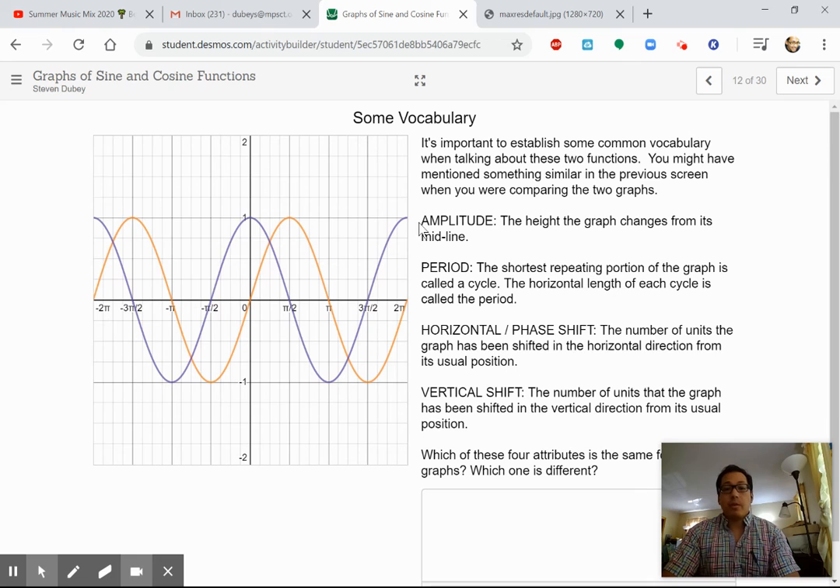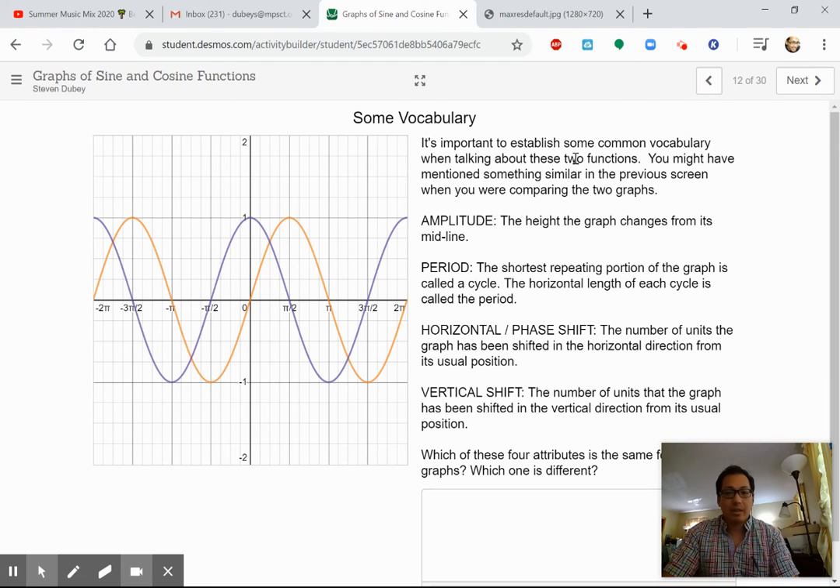So the first key word here is amplitude. Both of these graphs have an amplitude, which is the height that the graph changes from its midline. If you think of this x-axis right now being the midline, the middle of both graphs of this wave, the amplitude is the height it goes above that and below that. And it's always going to go the same amount above as it does below. So the amplitude here is 1 for both graphs. So that's the amplitude. I wish I could draw it on here.